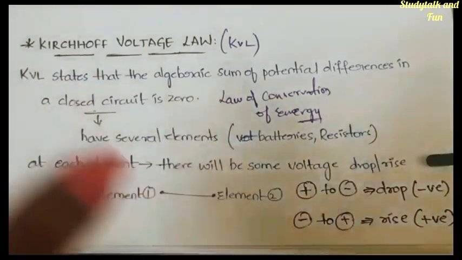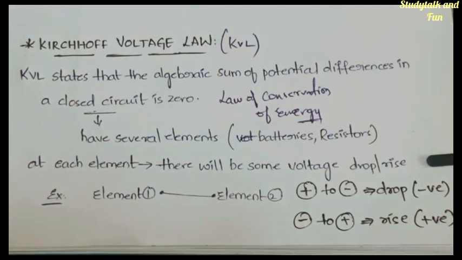A closed circuit will have several elements. It can have batteries, resistors, a fuse, a switch, whatever the basic circuit elements are. It can have an inductor, capacitor, whatever it is. At each and every element there will be a voltage drop or voltage rise. The potential difference will either drop or rise. Two situations may happen. So when do you understand that the potential difference has dropped, or that it has risen? I'll tell you.